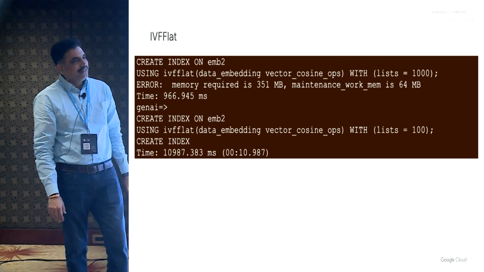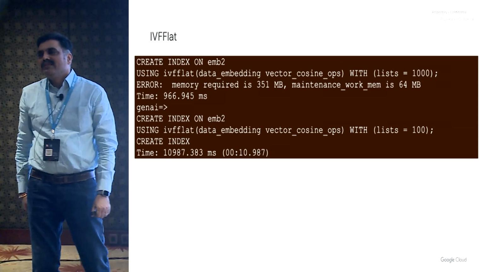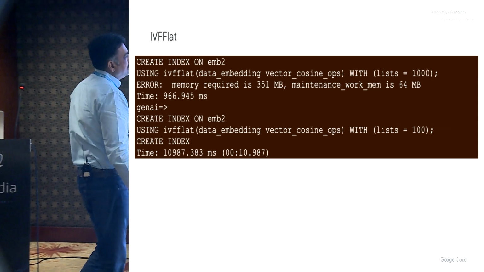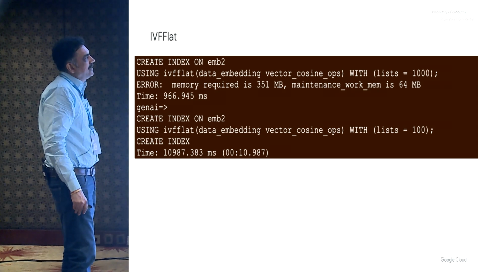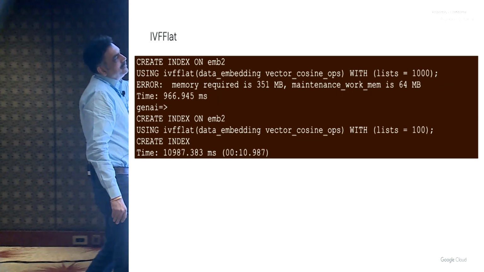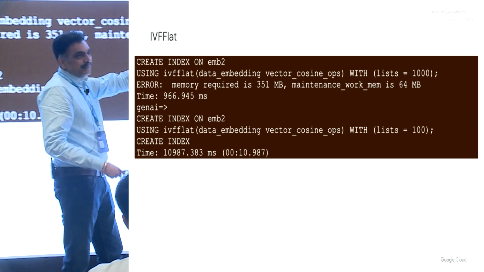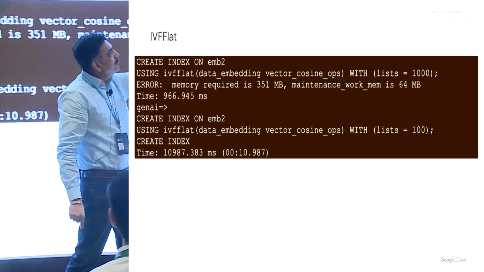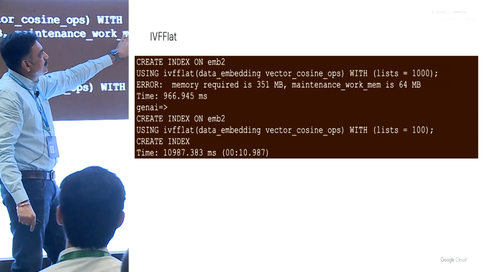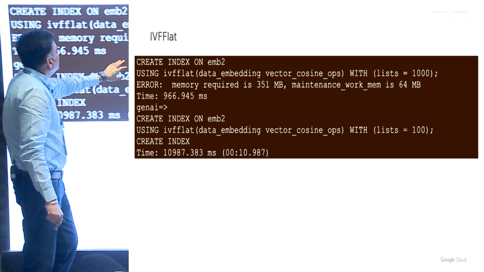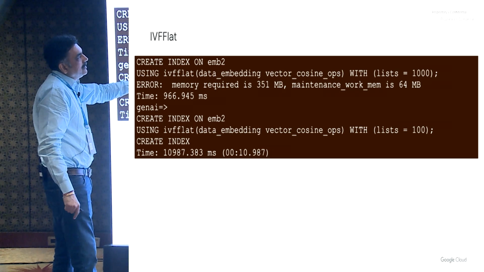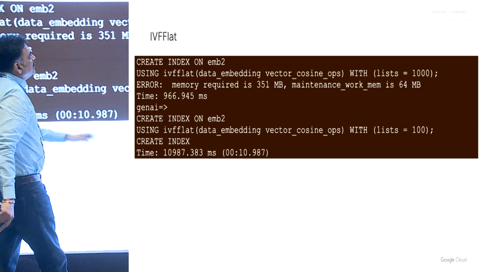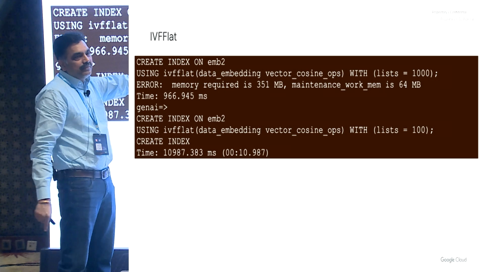So when I started creating IVF flat, what happens? As soon as I started creating IVF flat with the list value of 1000, you remember I said in IVF flat there are lists, clusters, and I can specify the number of lists here. If I just provide a list value of 1000, my work memory gave me an error. My maintenance work memory is 64. For lists to be 1000, it needs 351.